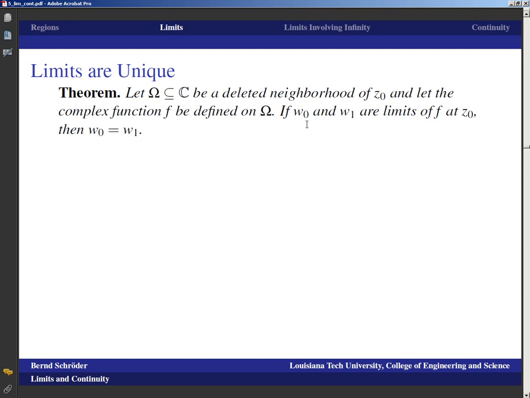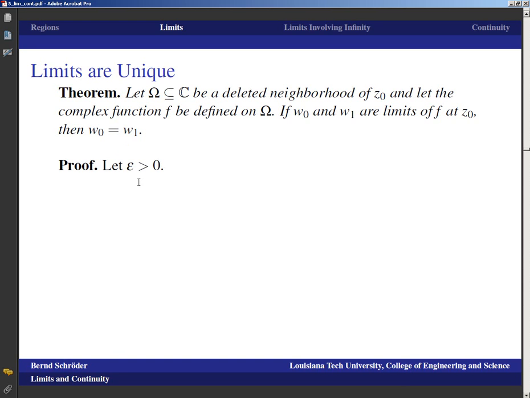So suppose there really are two numbers, w0 and w1, that satisfy the property of the limit. We claim that then those two numbers must be the same. How do you prove that? Well, it's a proof by contradiction, or actually, it's not really a proof by contradiction. It's a proof up to epsilon. We let epsilon be greater than 0.